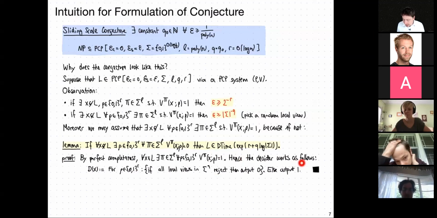So therefore, the decider will work as follows. I didn't talk about the decider yet. We want to prove that the language is decidable in this much time, so let's construct such a decider. It will iterate over all possible random strings. That's why we have this exponential in r, right? And then it will inspect all local views. If all local views reject, then it's going to reject, okay? Otherwise, it will output 1, all right? Why? Because under this condition, this is the right thing to do. It is safe to reject when this is the case, and it is safe to output 1 otherwise, because of this condition, right?